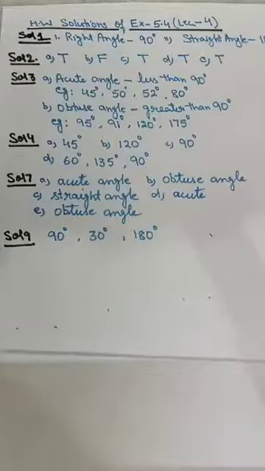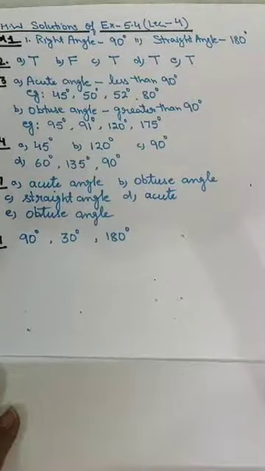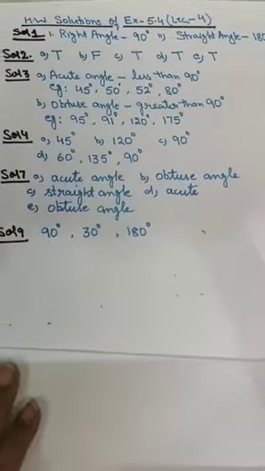Now it's time for the homework solution of exercise 5.4 given in lecture number 4. First question was, what is the measure of a right angle? A right angle is of measure 90 degree. And what is the measure of a straight angle? Straight angle measures 180 degree.